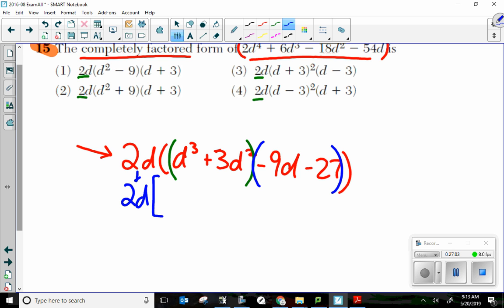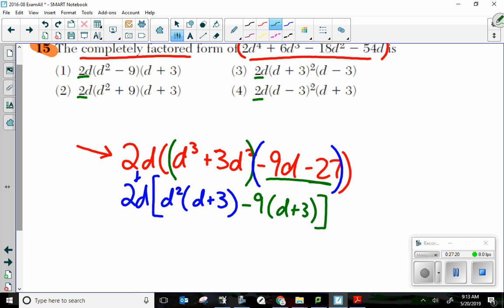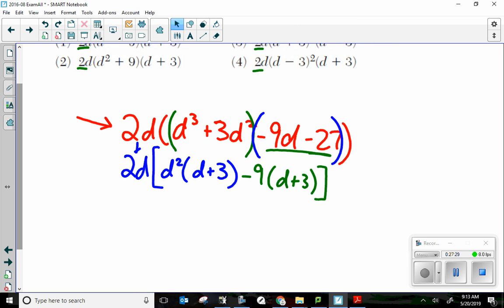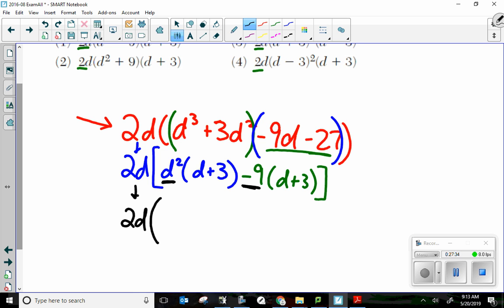What's left? I want to take a d out of this. Actually, I could take two d's, d squared. That leaves me a d plus 3. I want to try to factor something out of here that would also leave me a d plus 3. And if I take out a negative 9, it would do just that. Okay? So now, as all factor by grouping does, 2d comes for the ride. Now, I take d squared minus 9. That goes in one parenthesis. And these go in one other parenthesis, not two, just one like that.